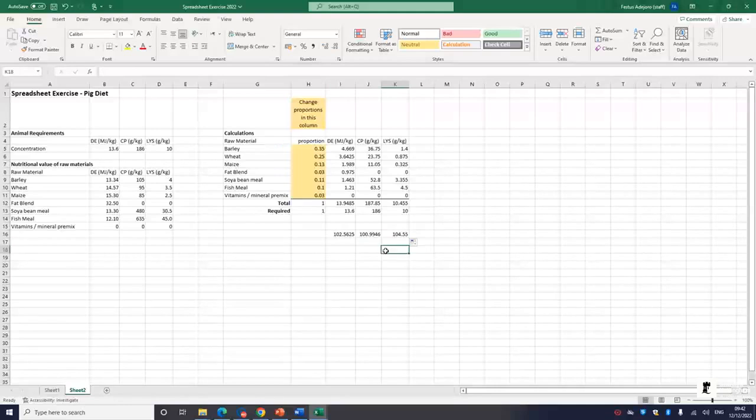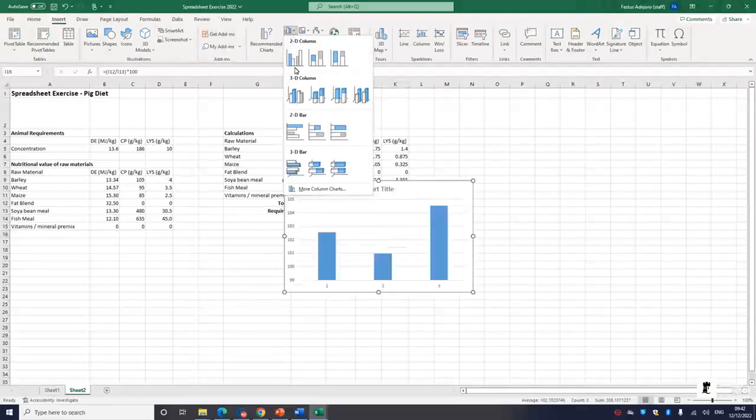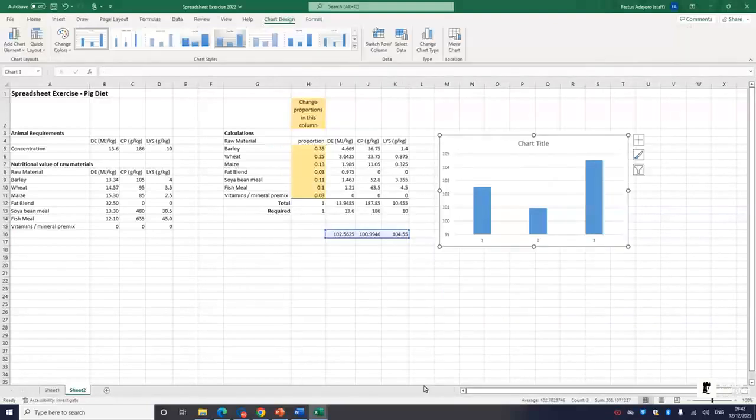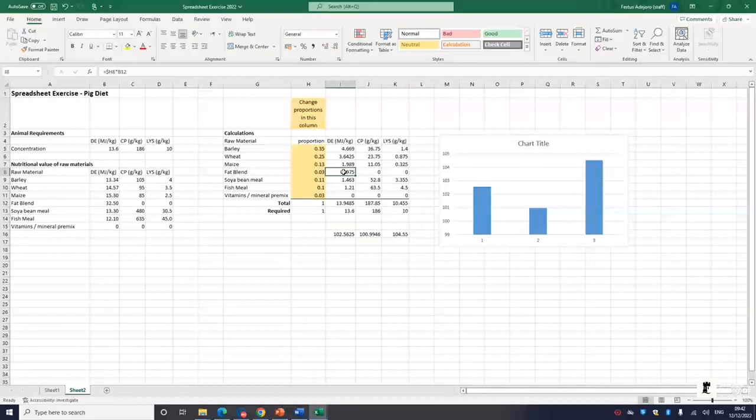If I choose, I can go a step further on Excel, and I want to have charts with it. Remember, this becomes very valuable. For example, if you are having maybe, I'm just manipulating the Excel sheet now.